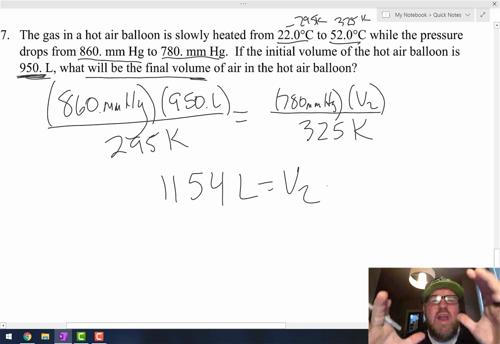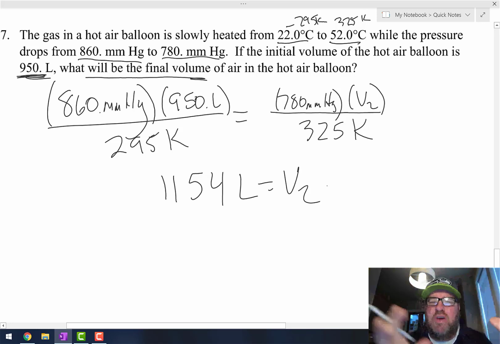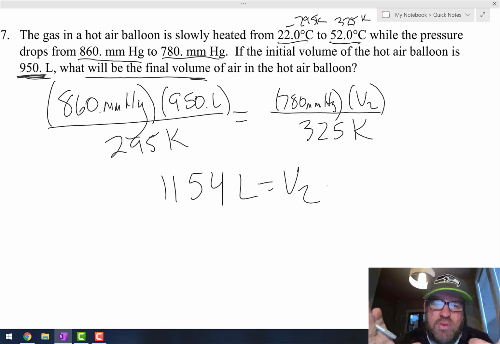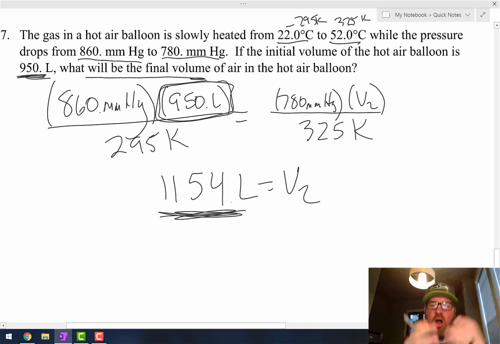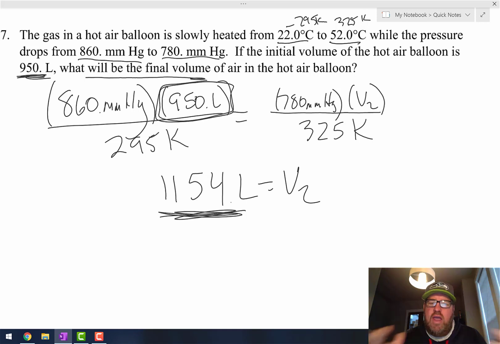And you think, wait a minute, Mr. Johnson. Hot air balloons, they don't stretch. They don't get bigger or smaller. You're actually right. They don't. Okay, but here's what I want you to think. The total volume is 950 liters, and we need 1,154 liters of space for that air to go into. Well, there's only 950 liters of space. So where do those extra 200 liters of air go? They come out the bottom of the hot air balloon.